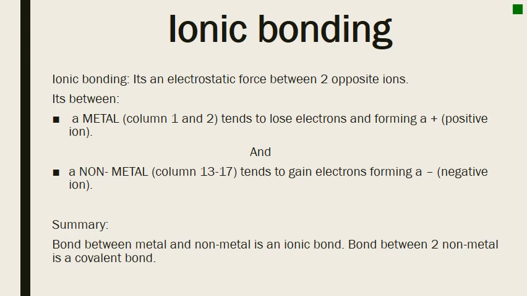So this is different than covalent bonding, which happens between two non-metals. So don't mix this up with covalent bonding, which happens between two non-metals, while ionic bonds happen between metal and non-metal.